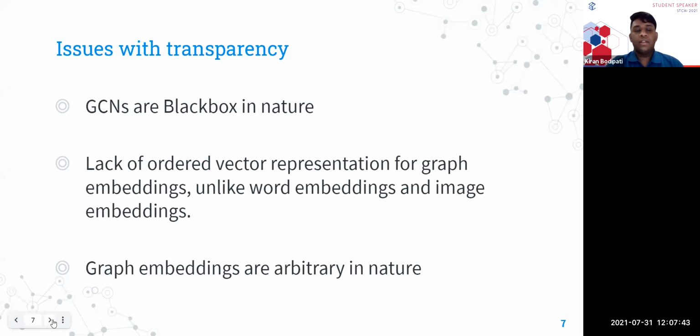Despite the fact that GNNs provide very good results, they're highly black box in nature. This is because graph embeddings lack ordered vector representations and lack symmetry, unlike the word vector embeddings and image embeddings. Further, as mentioned earlier, the graphs are arbitrary in nature, and all these make it difficult for humans to explain the results that are generated by the graph neural networks.